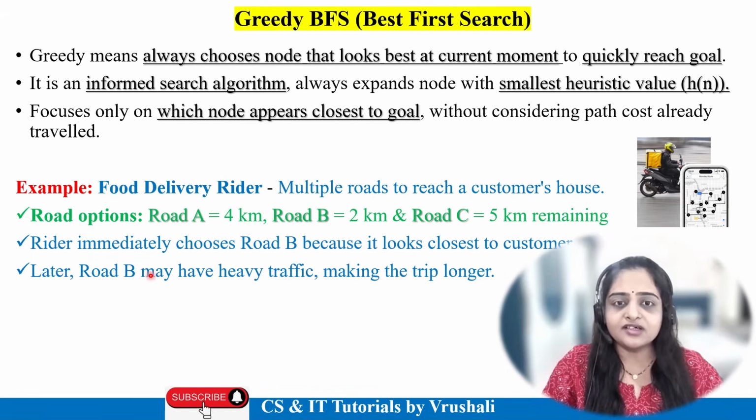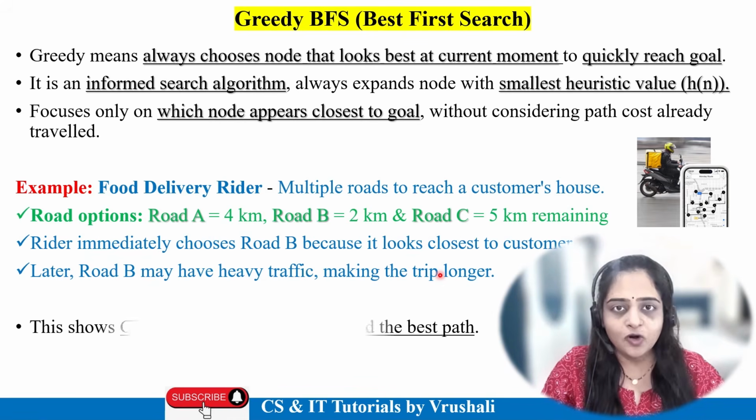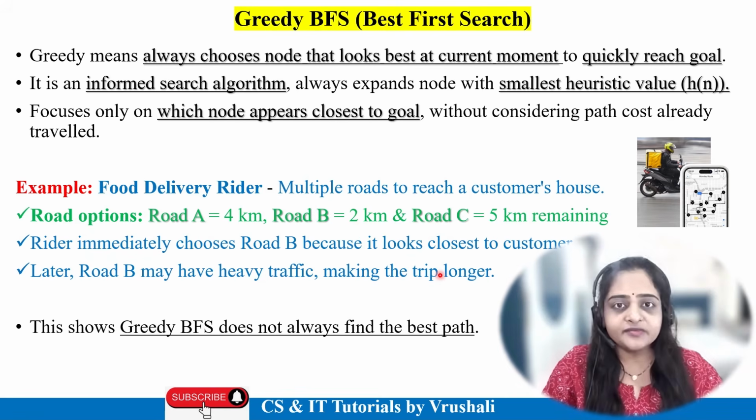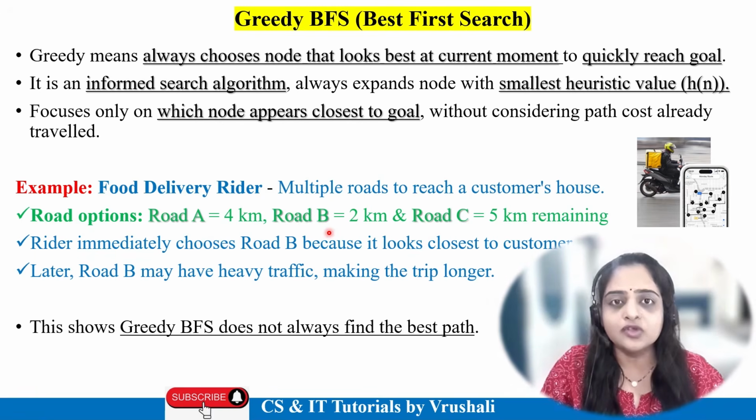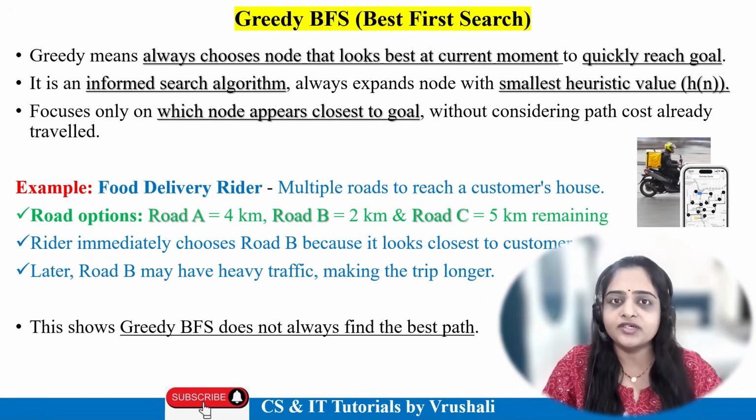But after going onto road B, the food delivery rider suffers heavy traffic, making the trip longer. So what is here? Best first search algorithm always finds the path which is nearest to your goal. So it uses a heuristic value, that is your distance. So basically it shows that greedy BFS does not always find the best path, right?